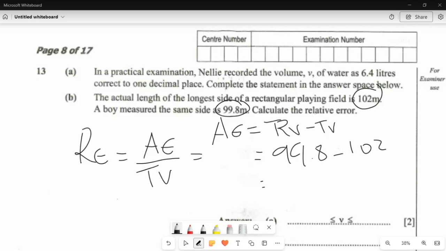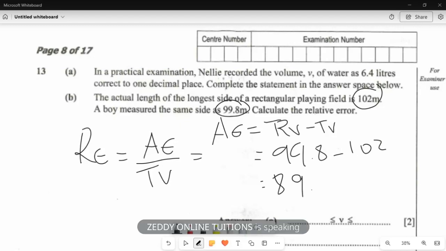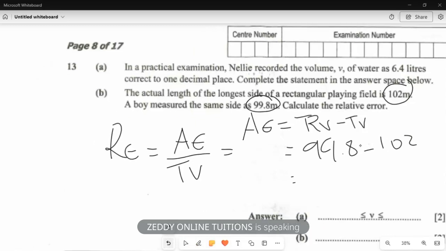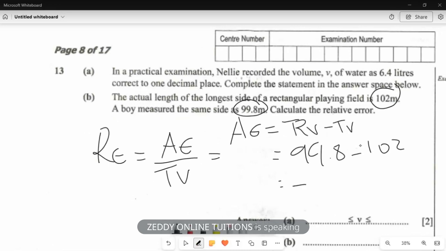80.6. What? 89.6. 89.6? Yes. That is too big. Have you seen? That is too big, because 102 minus 99.8, it's 2.2. Okay, let's say negative 2.2, right? Because this number is smaller than that one. Negative 2.2. That's all.